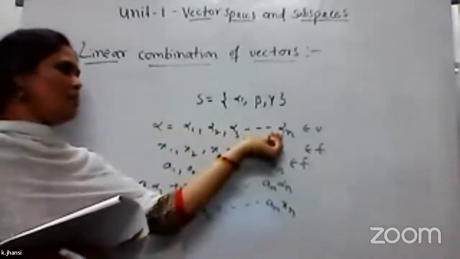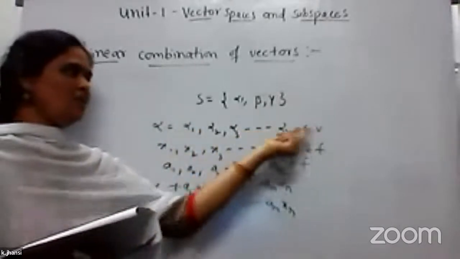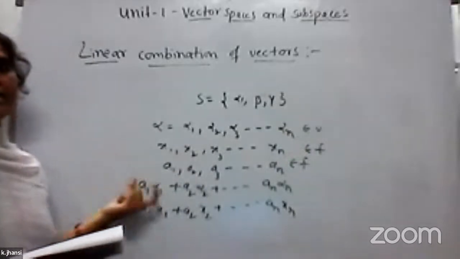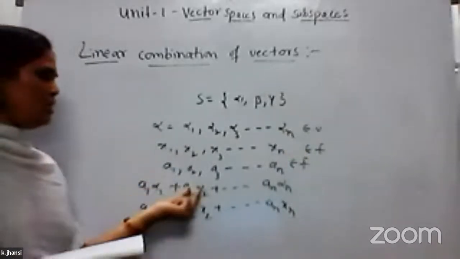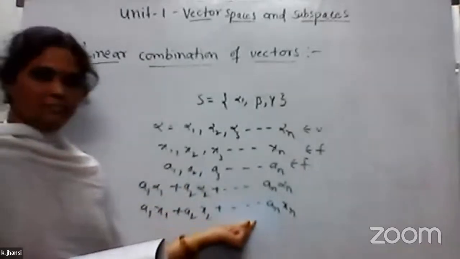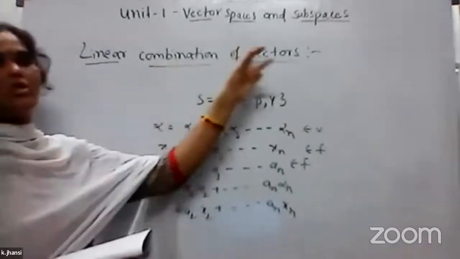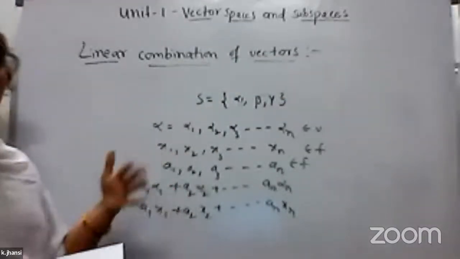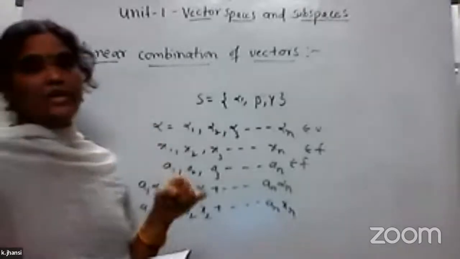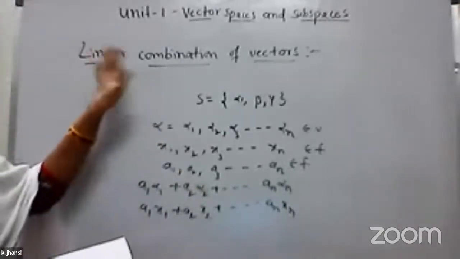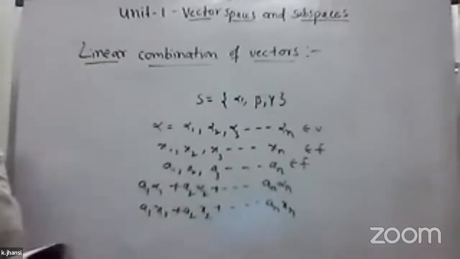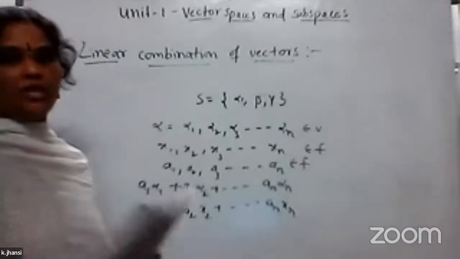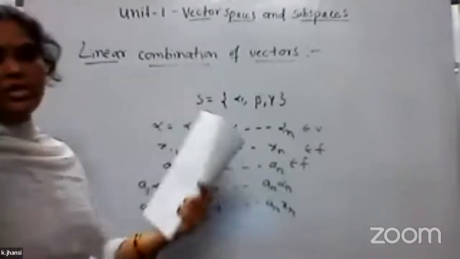Whatever the elements present in V and also F, if you do a1 into alpha 1, it is called scalar multiplication. When you do the multiplication and you add them, this is called a linear combination of vectors. If you understand the linear combination of vectors, then you have the linear span. For the linear combination only, you have the topics linearly independent vectors and also linearly dependent vectors. So knowing the concept of linear combination is very important.